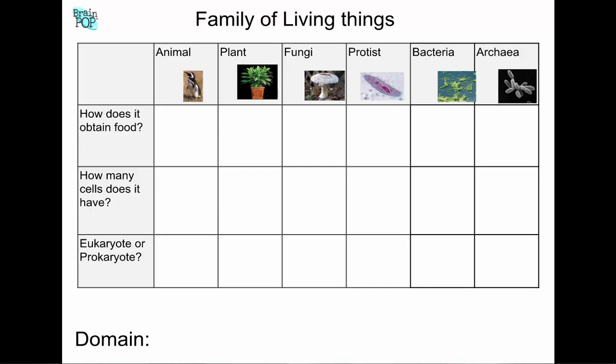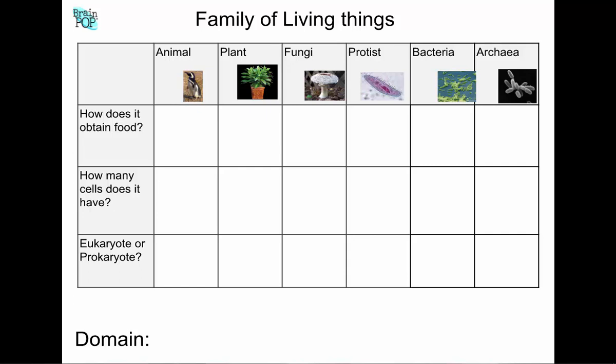All right, so this slide is going to be a really good one to study for your quiz on Monday. It just summarizes what we talked about yesterday about the general characteristics of each kingdom. So here are our 6 kingdoms: animal, plant, fungi, protist, bacteria, and archaea.